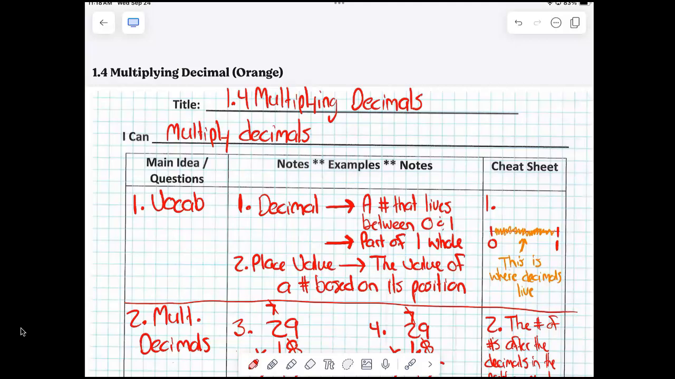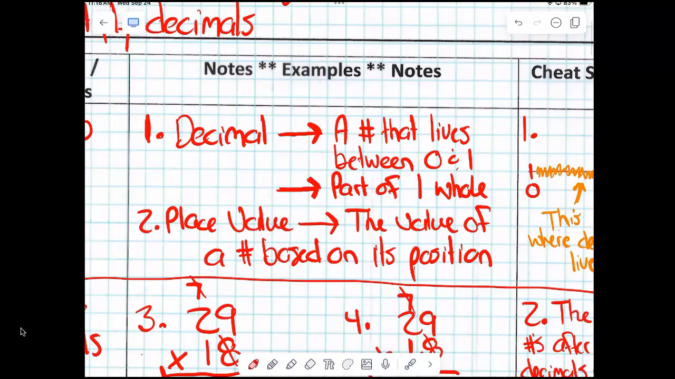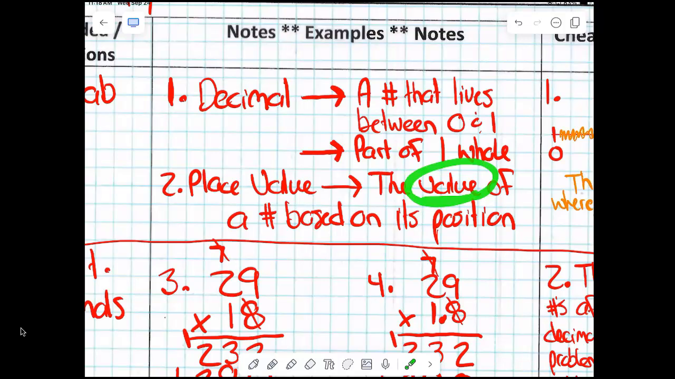All right, we have two definitions for a decimal. First of all, where do decimals live? On a number line, if this is 0 and this is 1, all the decimals live in between them, right? Yes. And then place value would be the value, the worth of a number based on its position on the place value chart, right? Yes. If the number 4 is in the hundreds place, what's it worth?